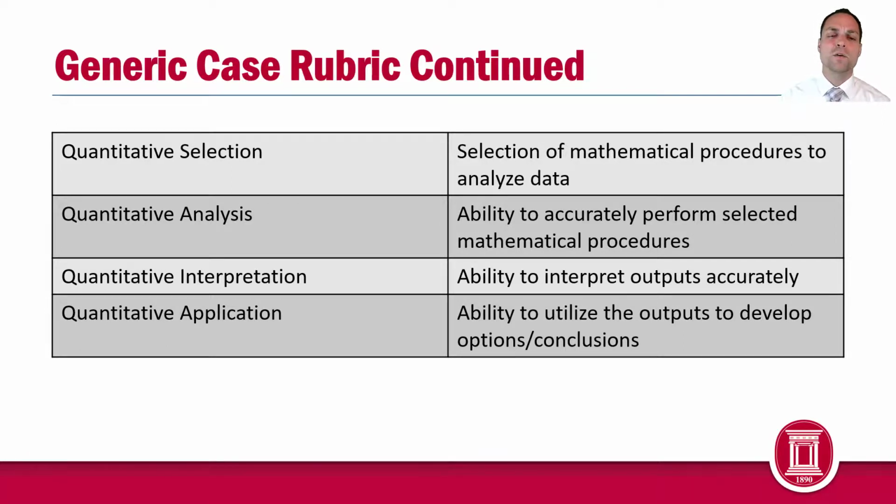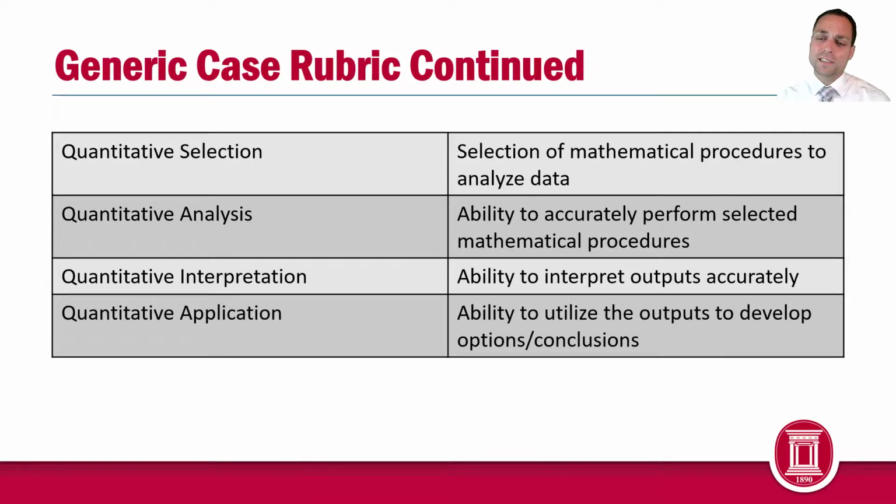And then finally, the quantitative application. That's where we say, okay, I performed the correct analysis in capital budgeting, I was able to interpret it correctly, and now I'm going to utilize that in order to make a decision. It's kind of the three steps there.